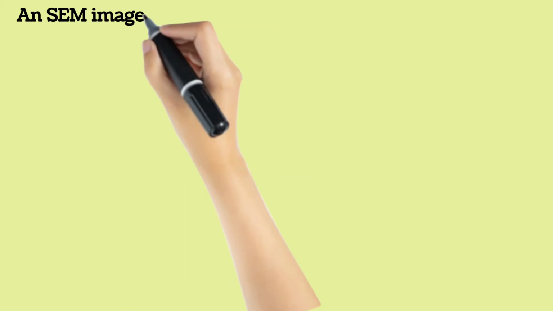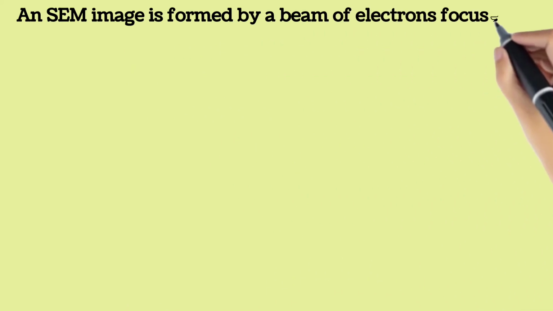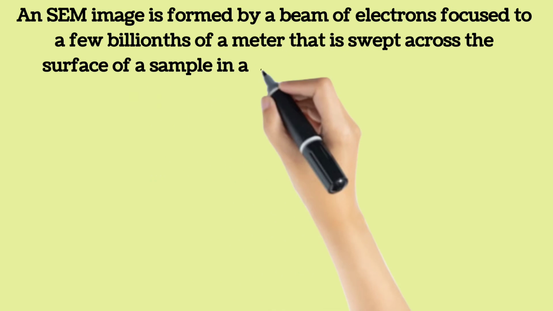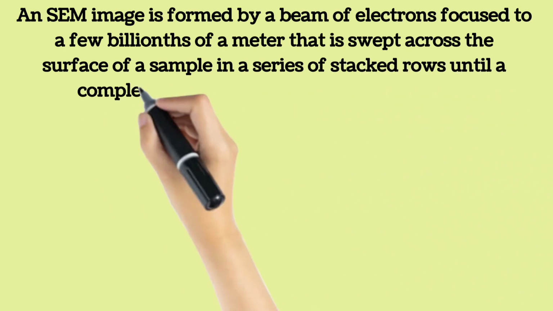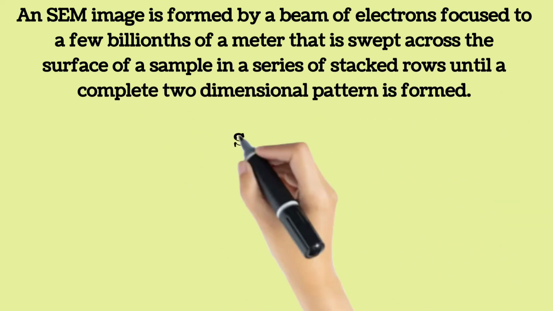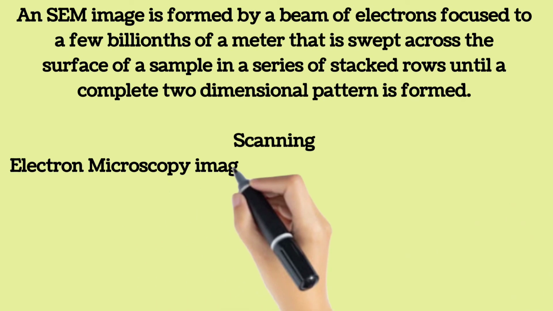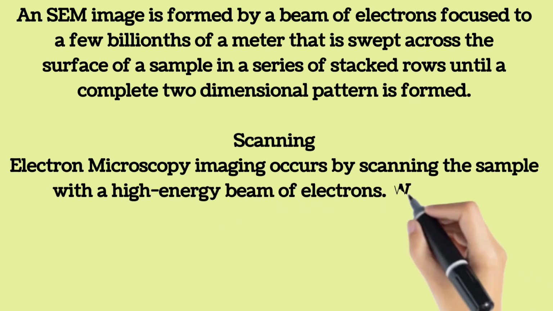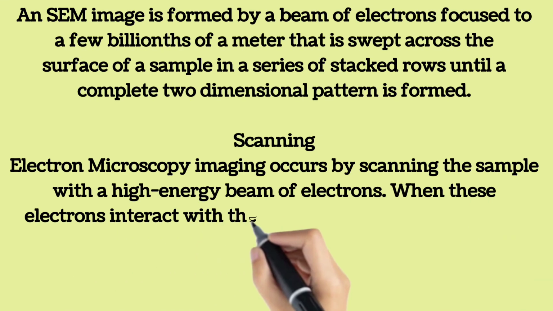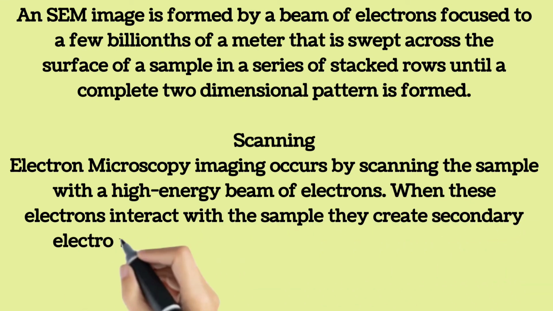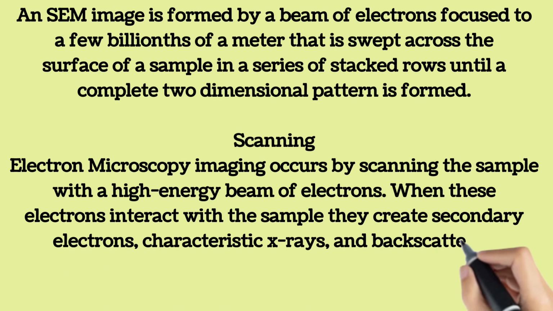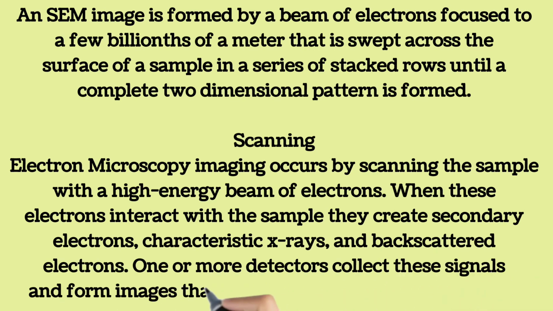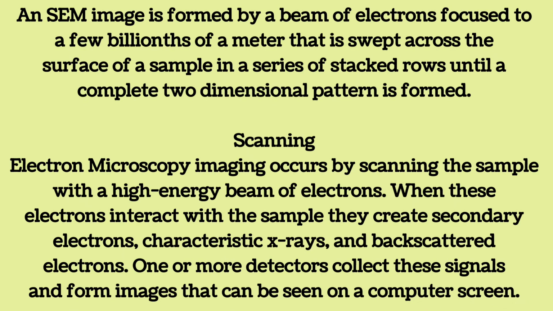An SEM image is formed by a beam of electrons focused to a few billionths of a meter that is swept across the surface of a sample in a series of stacked rows until a complete two-dimensional pattern is formed. Scanning electron microscopy imaging occurs by scanning the sample with a high-energy beam of electrons. When these electrons interact with the sample they create secondary electrons, characteristic X-rays, and backscattered electrons. One or more detectors collect these signals and form images that can be seen on a computer screen.